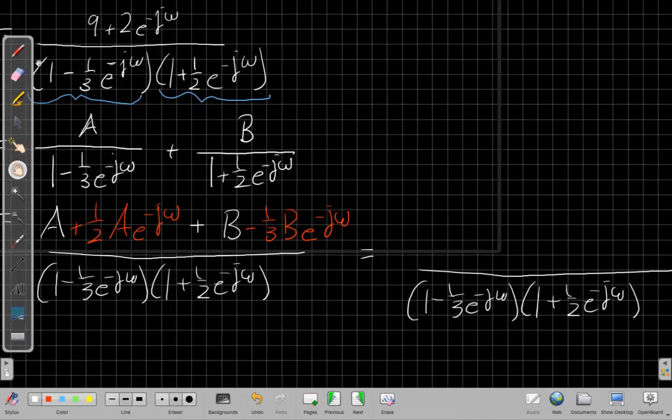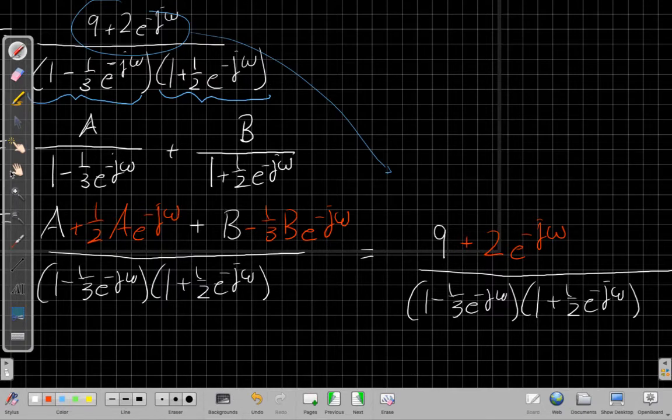And then the numerator, again using the same color coding, I'm going to bring this numerator down, say that's what I want. I've got a 9 for the constant, and I've got plus 2e to the minus j omega for the other term. And the reason I've coded it this way is if these things are going to be equal for every omega, I have two equations that come out of this. One is in the white and one is in the red: the constant terms have to be satisfied everywhere, and the e to the minus j omega terms have to be satisfied everywhere.